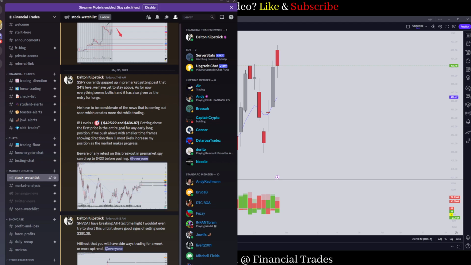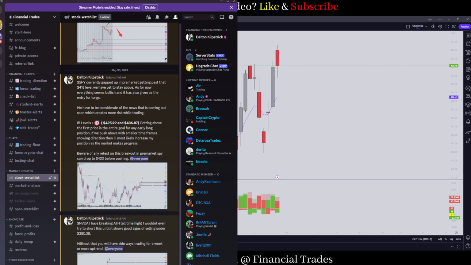After that, I did say it seems bullish. It's given us entry for longs. And we do have to be considerate of the news that is coming out soon, which creates more risk while trading, which is the debt ceiling problem that we're trying to resolve in the market at the moment. Your IB levels, which is your insider bar levels, are 425 and 436.